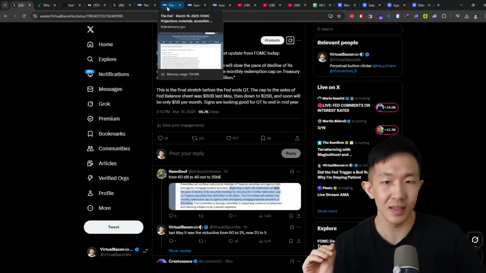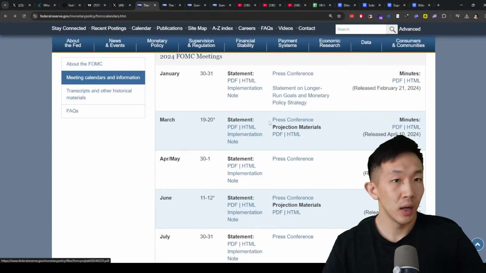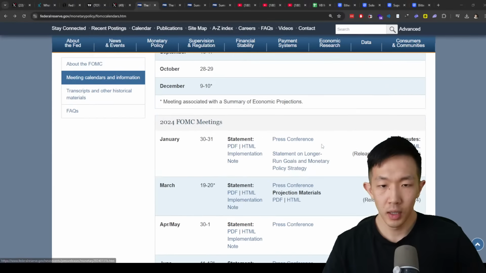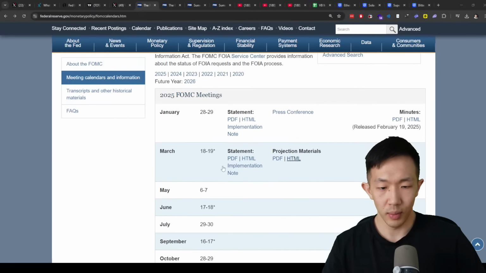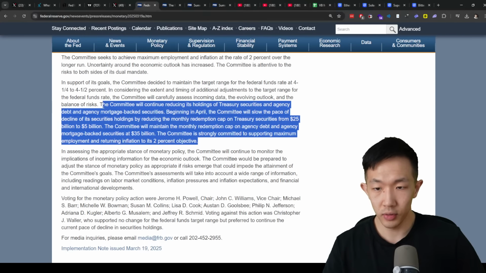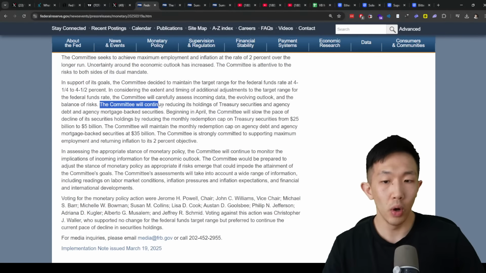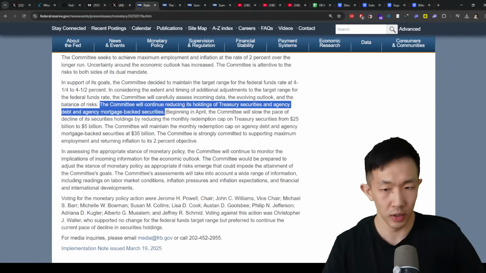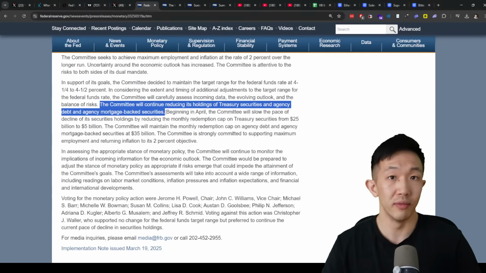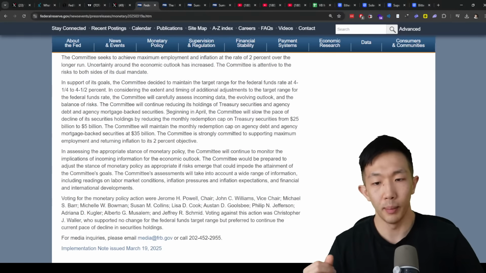So how you can track these FOMC events is directly on the FOMC website. This is all public knowledge, and you can go ahead and find, for example, today's statement right here, March 19th, and you go to the statements, go to whichever version, HTML, and you see down here, this is the section that matters. The committee will continue reducing its holdings of treasury securities and agency debt and agency mortgage-backed securities. This is, in layman's terms, they will continue selling the assets on their balance sheet. They will not reinvest their earnings. That's how they typically manage their balance sheet.